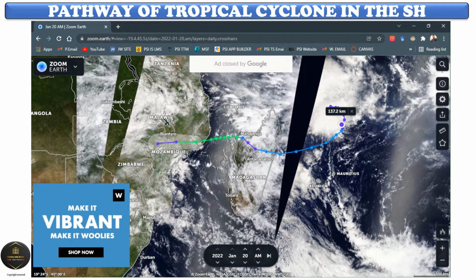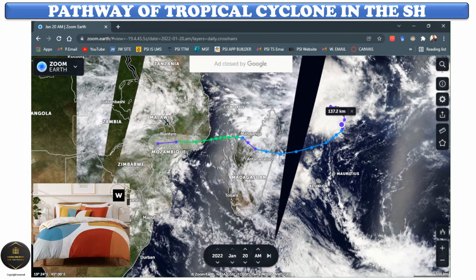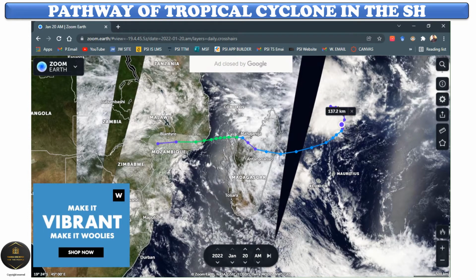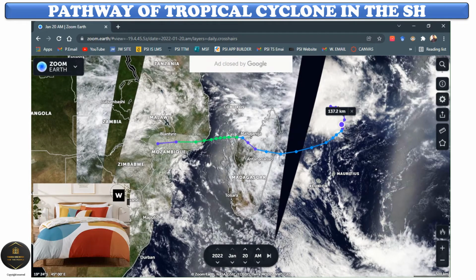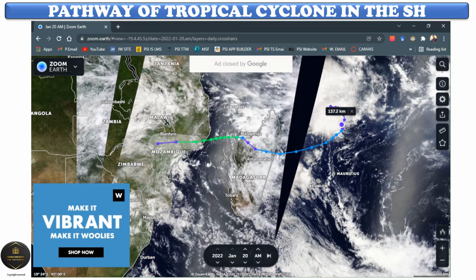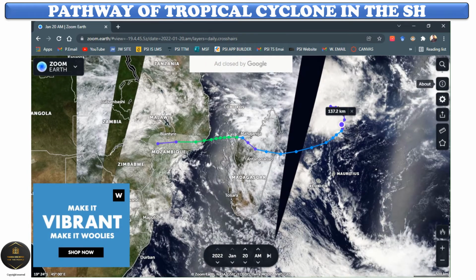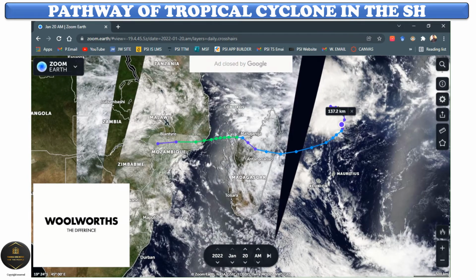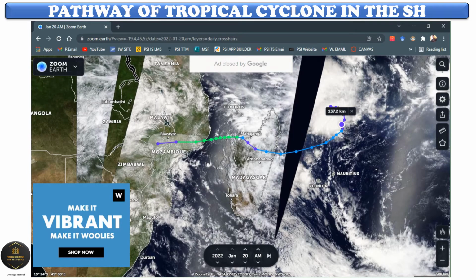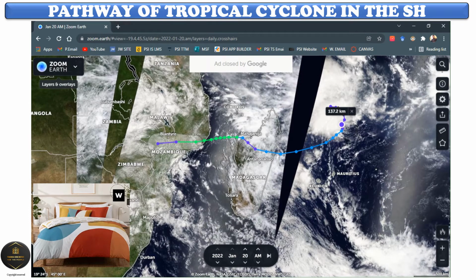In the southern hemisphere, you are going to have a slightly different movement, of course, and remember that the movement is influenced by different actions, different systems, and of course different environmental conditions. So for starters, this is a website called Zoom Earth. So this website is used to trace the development of tropical cyclones.